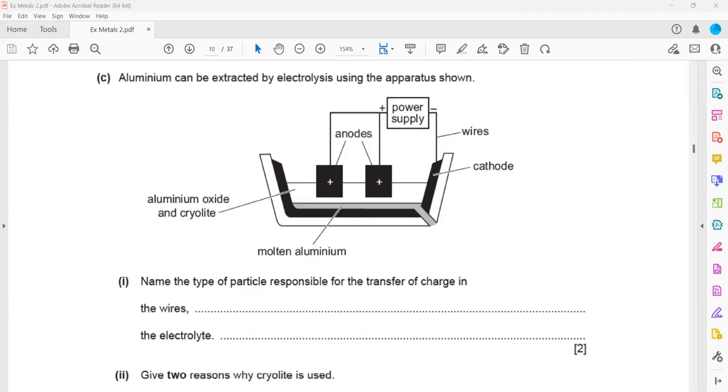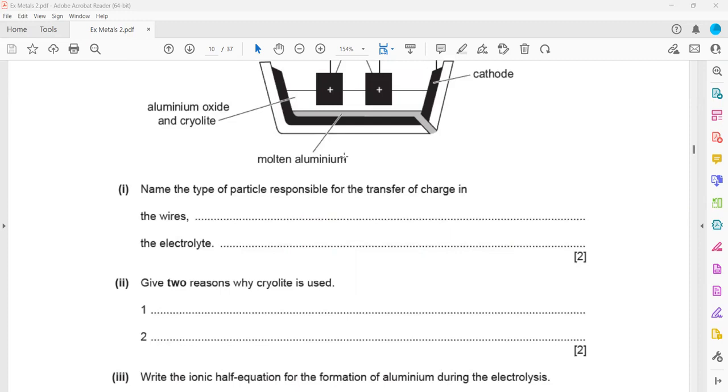So electrons are always responsible for the transfer of the charge in the wire. If the question is which particle is moving in the wire, which particle transfers the charge in the wire, your answer should always be electrons. And in the electrolyte, in the solution, what we have is always ions. You can say positive and negative ions, or you can simply say both. So positive and negative ions are responsible for transferring a charge in the electrolyte, and the electrons are responsible for transferring the charge in the wire.